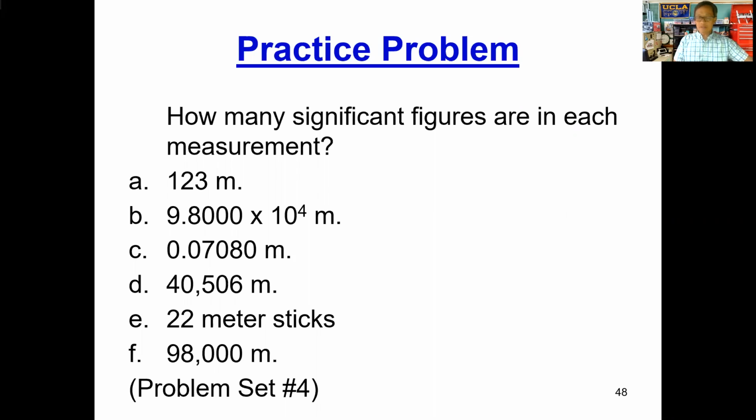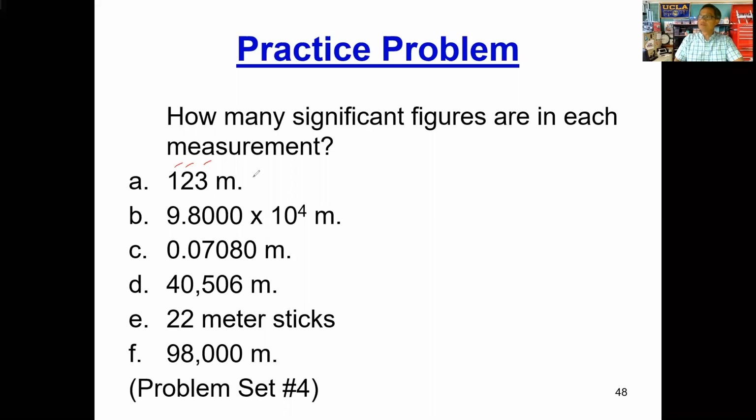Okay, let's go ahead and take a look at each one of these. I'm going to work these out for you real quickly. Let's take a look at the first one. So again, 1, 2, 3 non-zero digits. Those 3 digits are non-zero digits, so therefore we have 3 significant figures in this number.